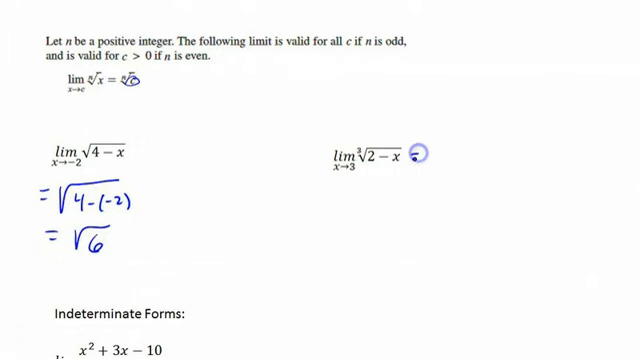Okay, over here, I'm going to do the cube root of 2 minus x as x approaches 3. So it's going to be 2 minus 3, which is negative, but we're safe because our index is odd. So this becomes the cube root of negative 1, which is negative 1.